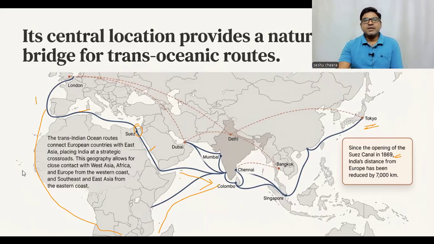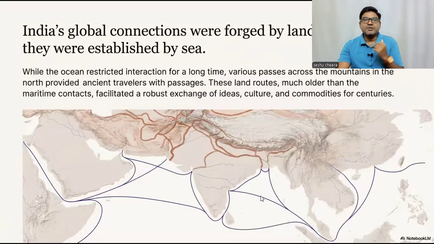So this also makes India a very dominant player location wise, business wise, trade wise, and also strategically. And it has reduced the distance by 7,000 kilometers. Instead of traveling around the entire African continent, they are able to move directly from here. See the global connections that have been forged by land as well as by sea, not only by the sea.